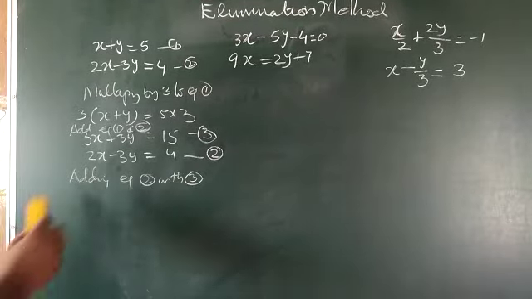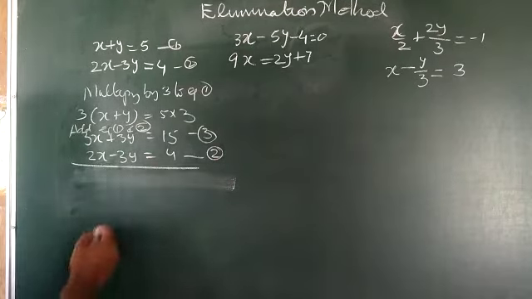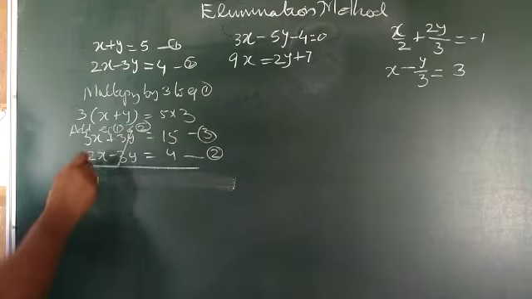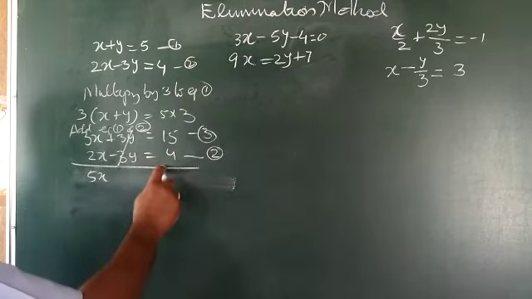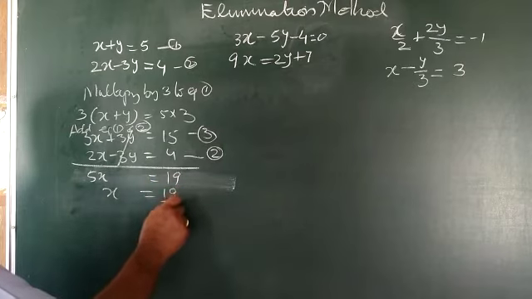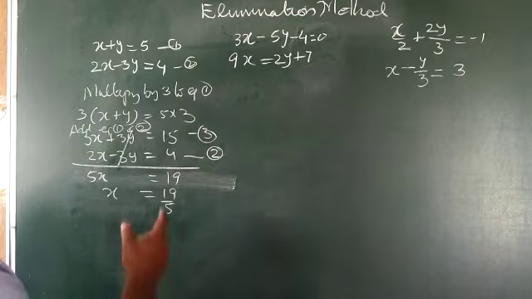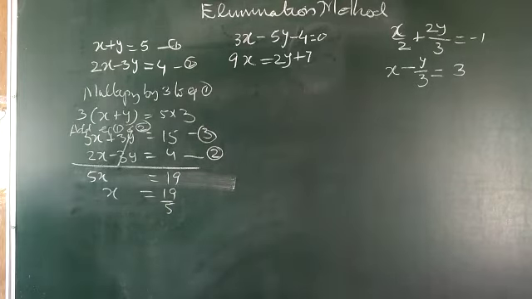See here, add it. So this will be cancelled. What remains? Same sign, 5x, because 3x plus 2x is 5x, and here we also add, it becomes 19. So 5x is equal to 19, x is equal to 19 upon 5. Okay, so now you got x, x is equal to 19 upon 5.